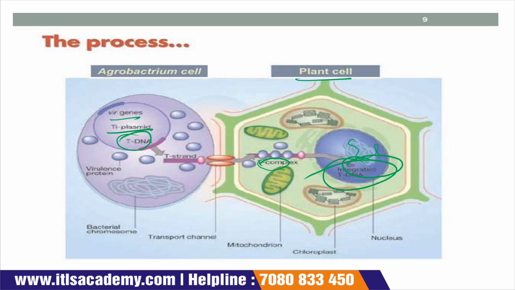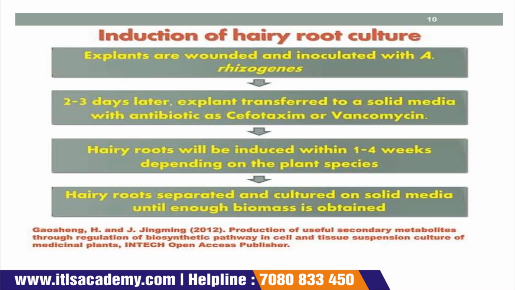And basically all the things are the same, like your virulence protein here, bacterial chromosome, transport channel here. See, this is your transport channel where the T-strand is transported from the Agrobacterium cell to the plant cell. Here this is your mitochondria, chloroplast and nucleus. Now the next is the induction of this hairy root culture.